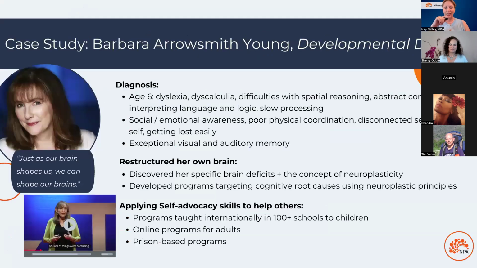Yeah, and I think Barbara Arrowsmith was a perfect example. In the video we watched last week, she goes on to talk about how she noticed one area of her brain. She developed some exercises, got that area strong, and then went to the next area. She did this with multiple areas of her brain, and that shows the iterative process and what it would look like.